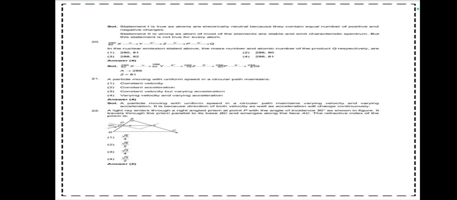Question number 22. A light ray enters through a right angled prism at point P with the angle of incidence 30 degrees as shown in the figure. It travels through the prism parallel to its base BC and emerges along the face AC. The refractive index of the prism is, answer is 2, root 5 by 2.